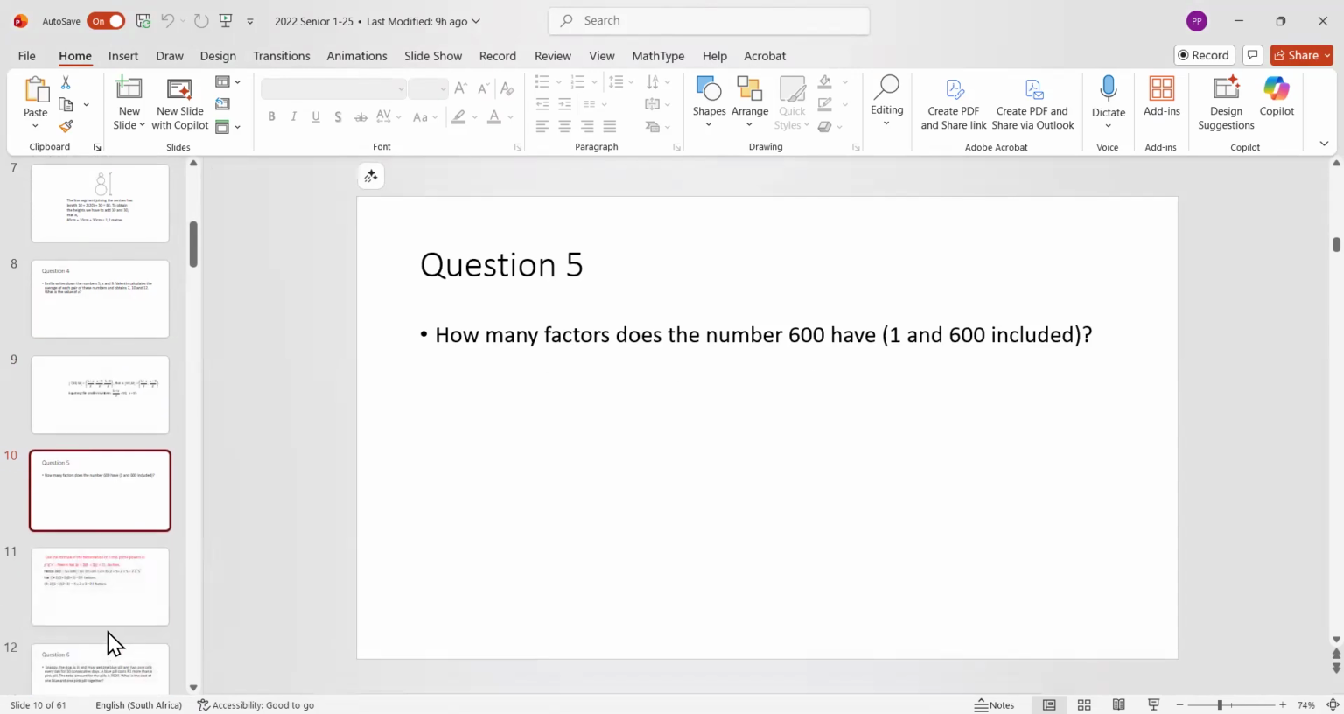So let's look at the next question, question 5. How many factors does the number 600 have? Okay, this is probably, if you haven't seen this before, the number of factors. The number of factors of any number, let's take 36, for example.